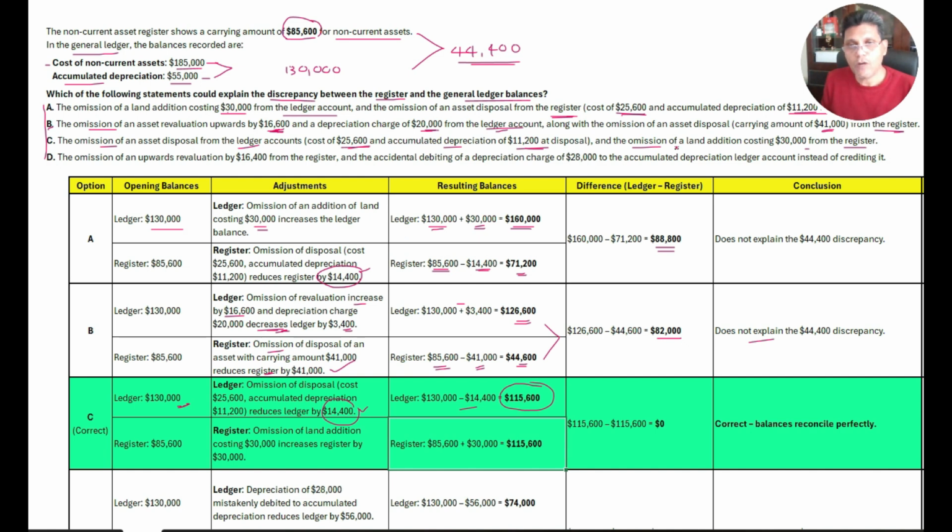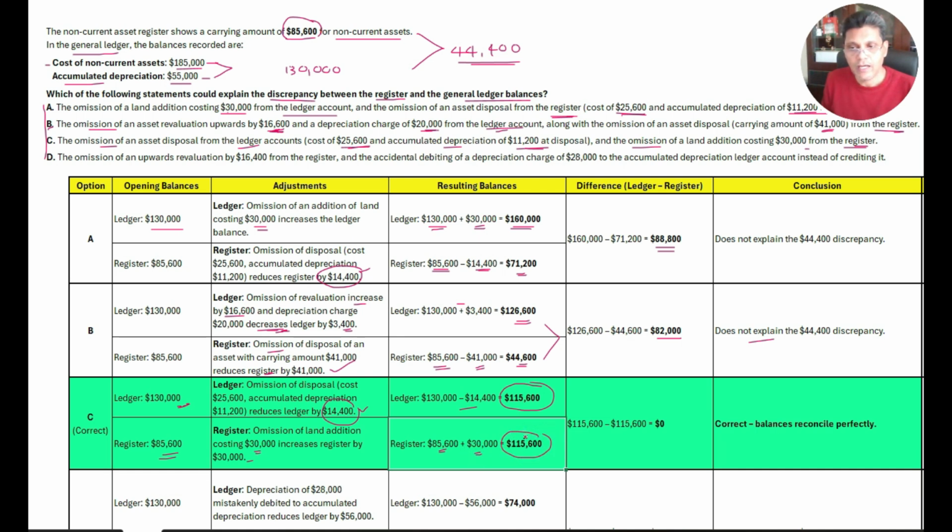Now on the other hand, the omission of a land addition costing 30,000 in the register. So in the register, 30,000 was not recorded. It's an addition, so therefore the register balance was understated by 30,000. In order to correct that we need to add back, so it will increase the balance 85,600 plus 30,000, 115,600.